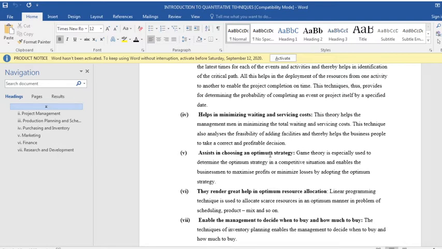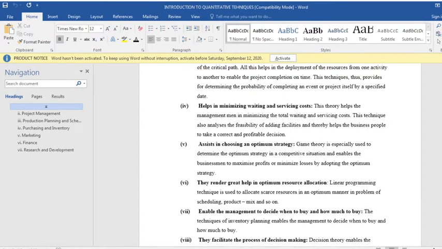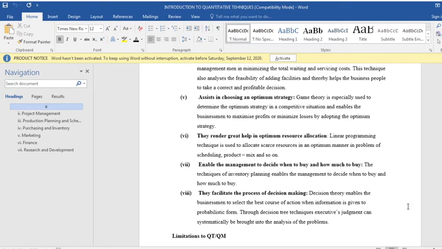Number 5, it helps in choosing the optimum strategy. That is, quantitative techniques will help the management in choosing the best strategy possible. And also, they render great help in optimum resource allocation and enable the management to decide when to buy and how much to buy. And this one is assisted by the topic on inventory control techniques. And lastly, they facilitate the process of decision making.